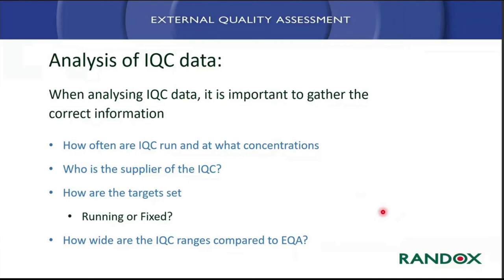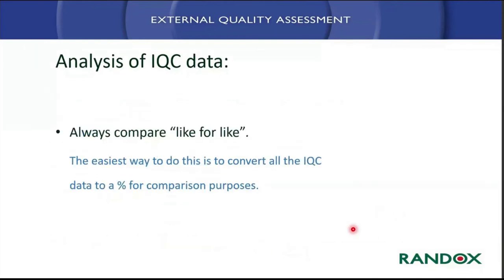Who's the supplier of the internal QC? Is it a first party control or third party control? How are the targets set? Is it a running target or is it a fixed target? A running target, of course, then your performance may shift over time. It may not be as noticeable as a fixed target. And once again, how wide are the ranges compared to the EQA? Always do a like-for-like comparison whenever we're looking at doing any sort of troubleshooting between internal QC and EQA.